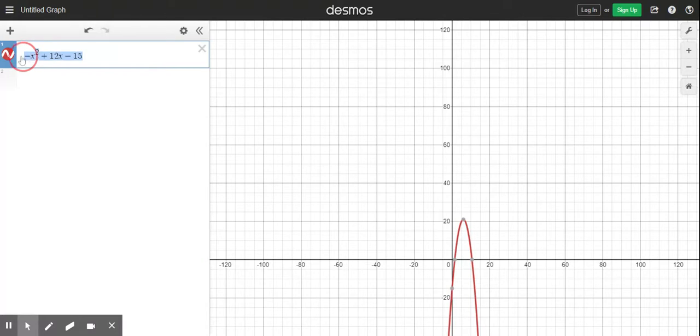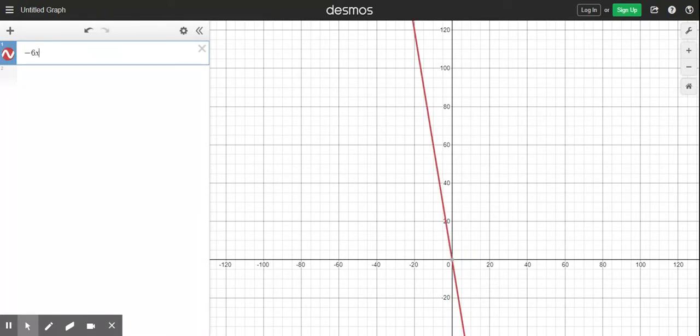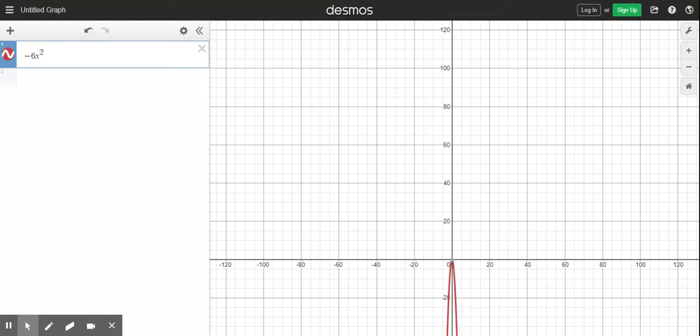And then my last one is -6x squared plus 53x minus 91. What I did was I created these graphs, I snipped them onto a Word document, and that's how I had the pretty graphs to make your notes.